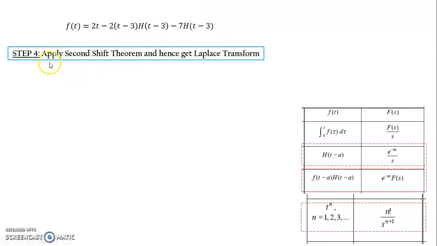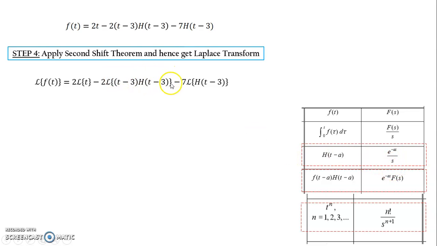Okay, so now the next step, you need to apply the second shift theorem and then get the Laplace transform. Okay, so Laplace transform for function of f(t) is equal to 2 Laplace transform of t minus 2 Laplace transform of (t minus 3) h(t minus 3) minus 7 Laplace transform of h(t minus 3). Okay, so for Laplace transform of t, you can refer to here where the output is equal to 1 over s squared. And then for the Laplace transform of h(t minus 3), you can refer to here. So in this case, a is equal to 3, so the output should be exponent negative 3s over s.